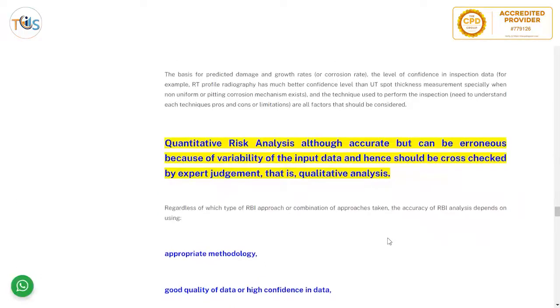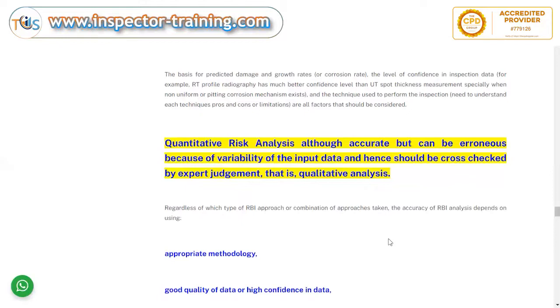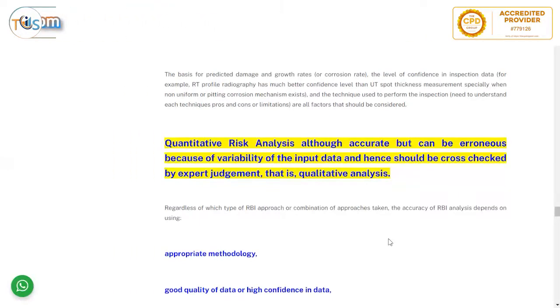The basis for predicted damage and growth rate or corrosion rate, the level of confidence in inspection data: for example, RT profile radiography has much better confidence level than UT spot thickness measurement, especially when non-uniform pitting corrosion mechanism exists. And the technique used to perform the inspection, you need to understand each technique's pros and cons and limitations. These are all factors that should be considered.